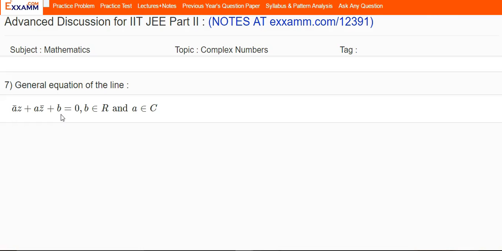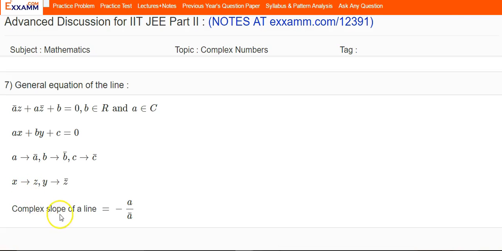Now what was the general equation of a straight line in coordinate geometry? It was ax plus by plus c is equal to 0. So what has happened? a has become a bar, b has become a, and c has become b, and x has been replaced with z and y has been replaced with z bar. So this equation I want you to remember. The best way to remember is to do so many problems of the particular thing which you have to remember, so that you remember it automatically.